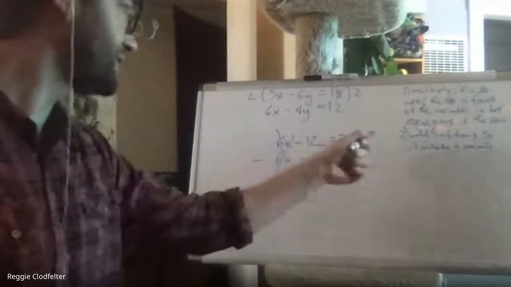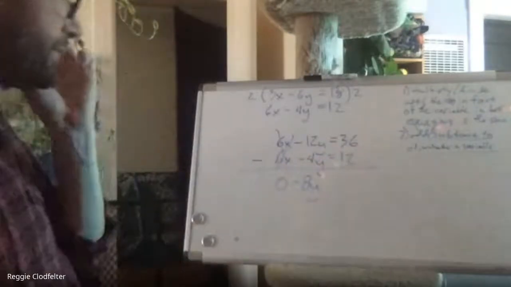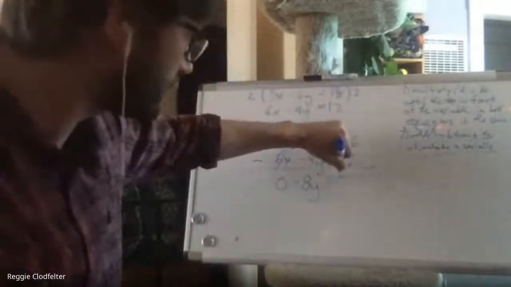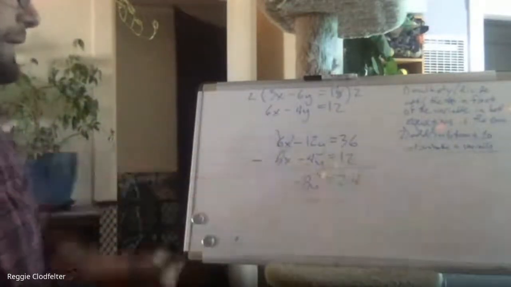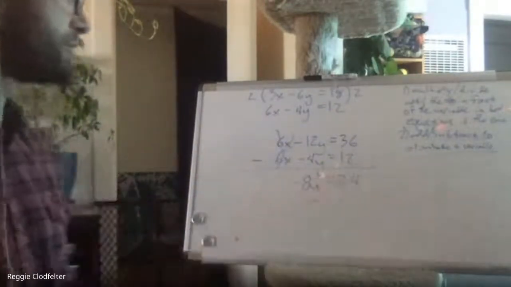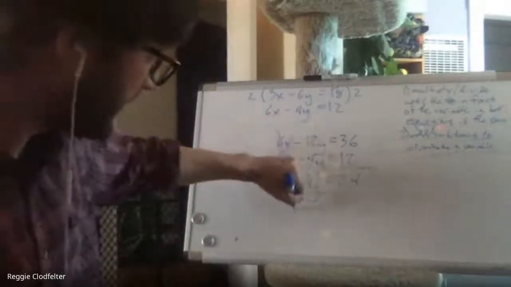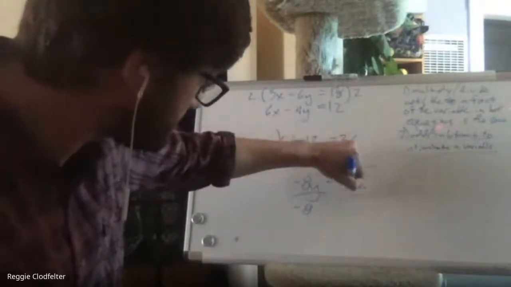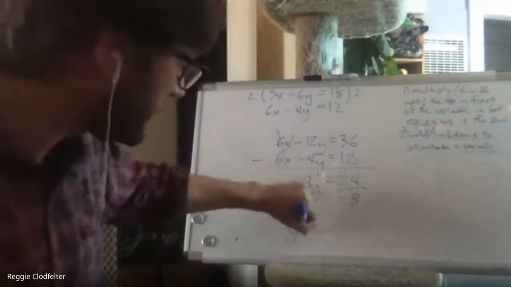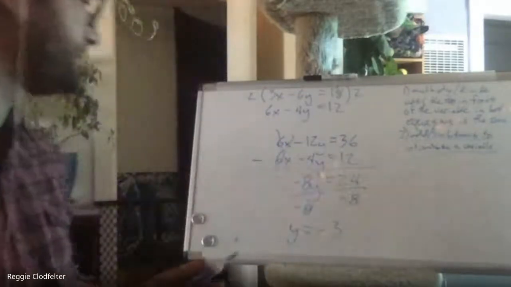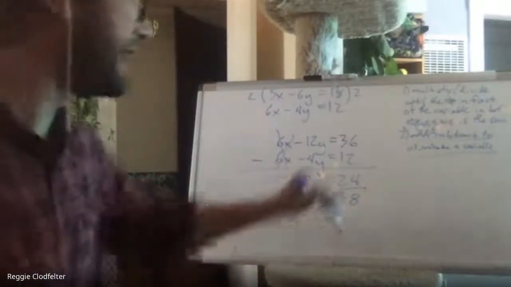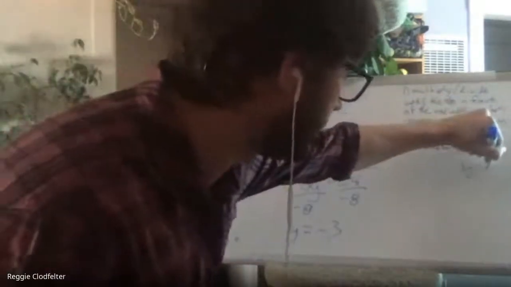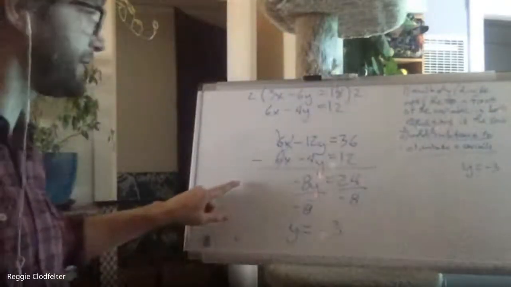So then I have to subtract 12 from 36. 36 minus 12 equals 24. So I'm just going to get rid of the 0. The zeros don't matter. Negative 8y equals 24. I can now divide by negative 8. And I get y equals negative 3. Okay? So now I know that y equals negative 3. I'm going to write that over there. There's half my answer. Everyone okay with me erasing this?